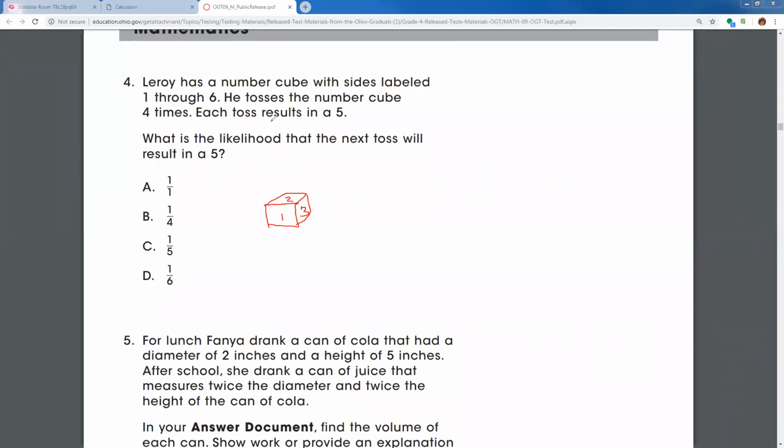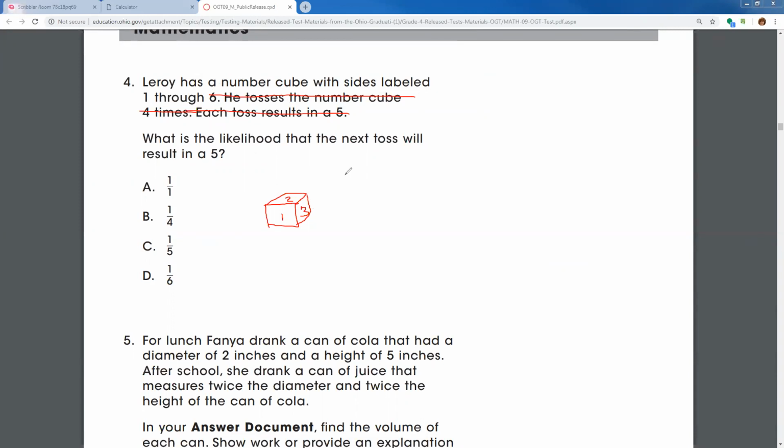So they gave you some extra information that doesn't matter to this probability. It said he tossed it each time, and every time the result was a 5. This doesn't actually matter on this problem because it doesn't say from the previous tosses, what's the next one? This one just says, what is the likelihood that the next toss will result in a 5?